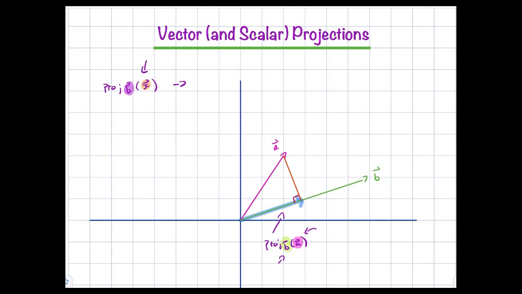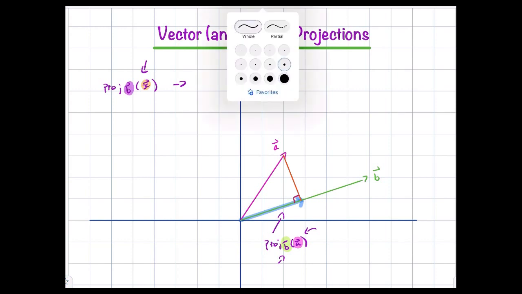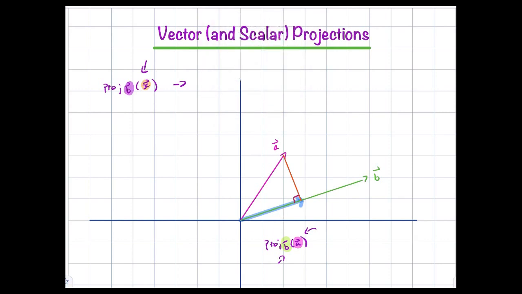That gives us this piece of B, and the idea intuitively, and this is a really important thing, is that this vector represents two things. It's supposed to be measuring the amount that A goes in the B direction. It's sometimes called the component of A in the direction of B.